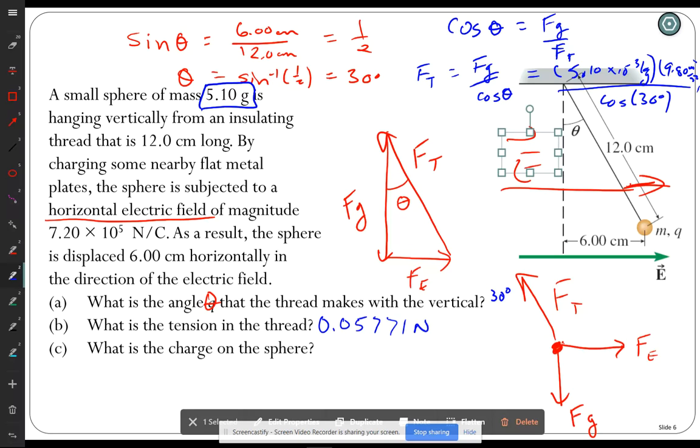Now the final one. What's the charge on the sphere? How do I do that? Okay, first I need to find the horizontal force. So I will find the horizontal force by using trig again. I'll use tangent because I know the adjacent side, 5.1 times 10 to the minus 3 times 9.8.